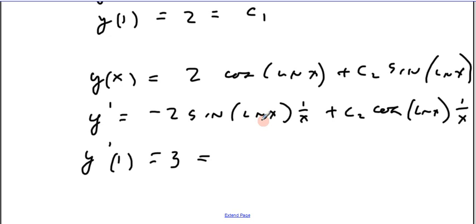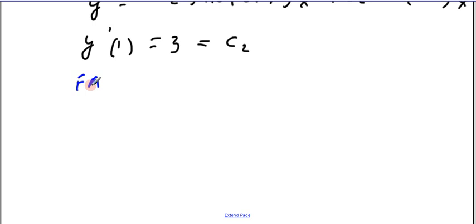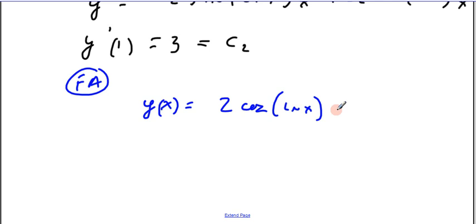The natural log of 1 is 0. The sine of 0 is 0. That guy goes away. The natural log is 0. Cosine of 0 is 1. There's a 1 over x there. It's a 1 also. So this is only c2. So c2 is equal to 3. And now I have a final answer. y of x is equal to 2 cosine natural log x plus 3 sine natural log x.